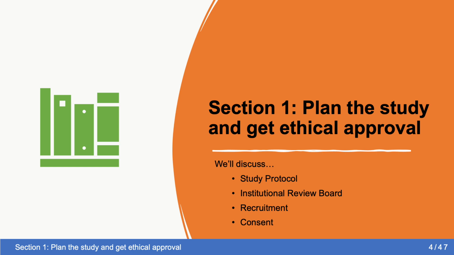Researchers must make detailed plans about how they'll conduct the study and get approval to make sure the study is ethical. Specifically, we'll discuss designing the study and getting approval from an ethics committee, finding people who might be interested in the study and giving them information about the study to help them choose if they want to participate, making sure that research participants are treated fairly.